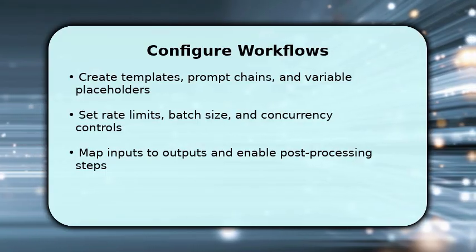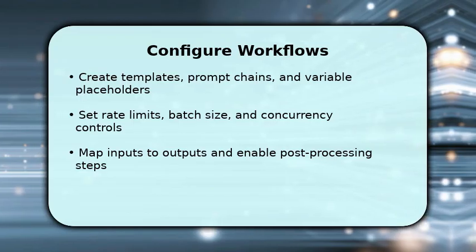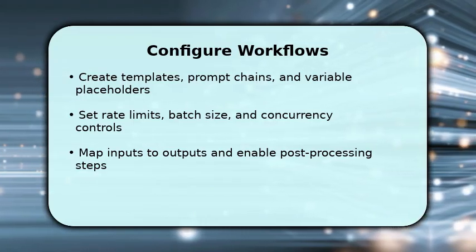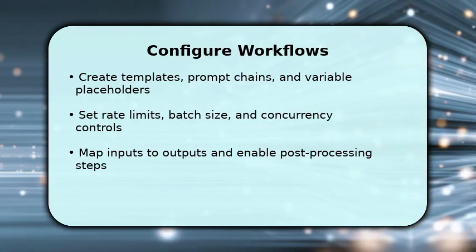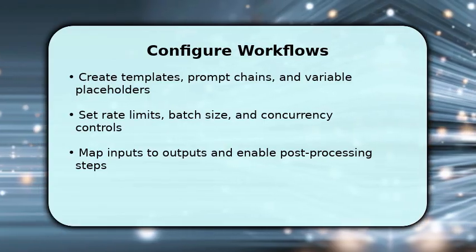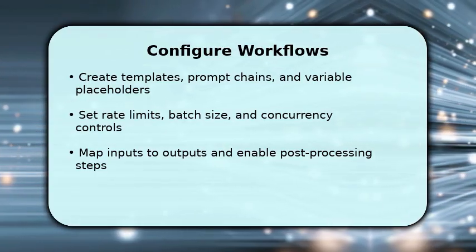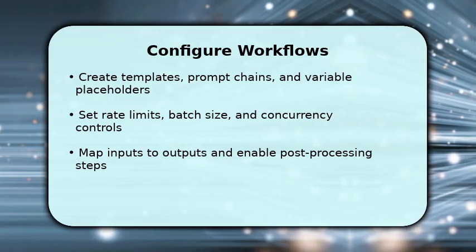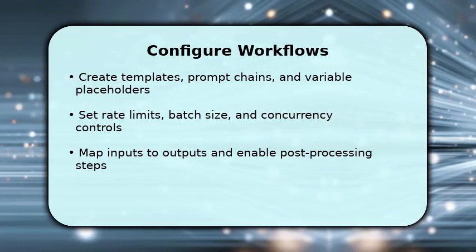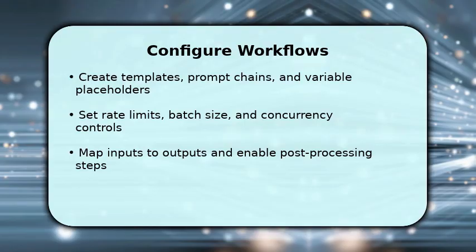Then tune operational settings, set rate limits, batch size, and concurrency to match your quota and latency targets. Map inputs to outputs and add post-processing steps like format conversion or validation. Use conditional branches for exception handling and preview a dry run with a 1-3 item sample.